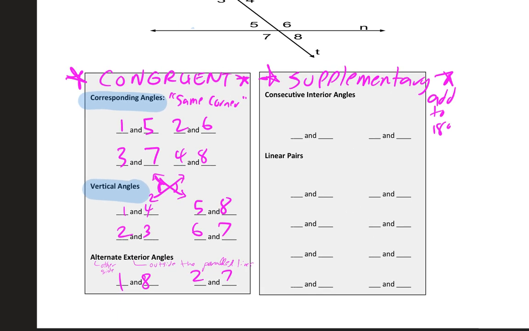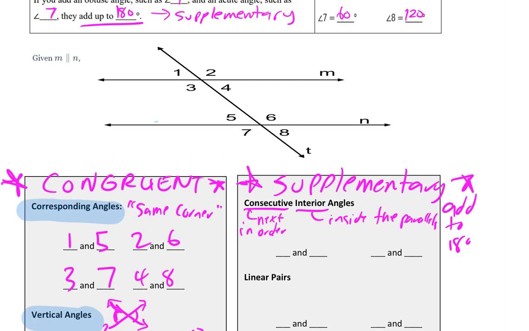So the consecutive interior. Consecutive means next in order, so if we go consecutive numbers, it's the next number in order. Interior means inside the parallels. So next in order and inside the parallels. These are the parallels. So 3 and 5, then also 4 and 6. They're next to each other, and they're inside the parallels.